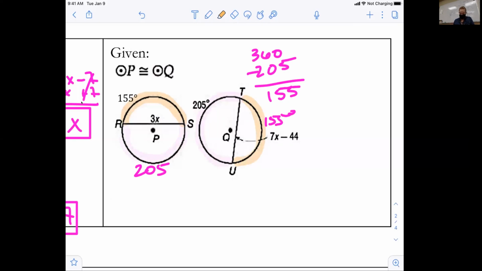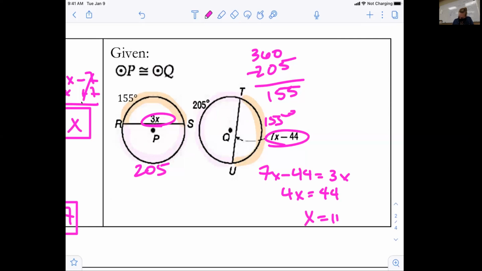Caleb? Good. Now I can set them equal to each other. I do want you to think, just because we've done a bunch of problems where we set things equal, it doesn't mean you can automatically do it. We had to look at this. So it said 205 and then 155. We had to double check, but we ended up just setting them equal. 7x minus 44 equals 3x. So minus my 3x, I get 4x, add 44, and then I divide by 4 and I get 11.